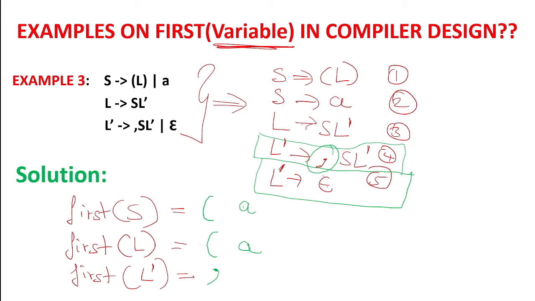So now in production number 5, see the right hand side of L dash. What is there on the right hand side of L dash? What is coming first? Epsilon. Nothing else is there after epsilon, only epsilon is there. So epsilon will be the first of L dash from the production number 5, because nothing else is there after that. So we have to consider epsilon also as a first of L dash.